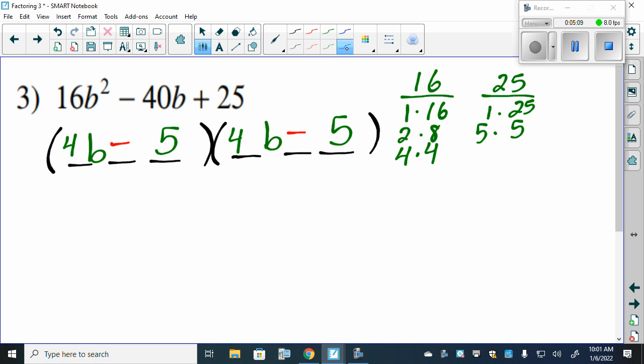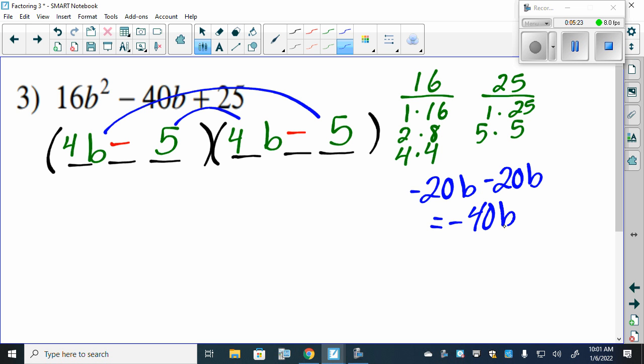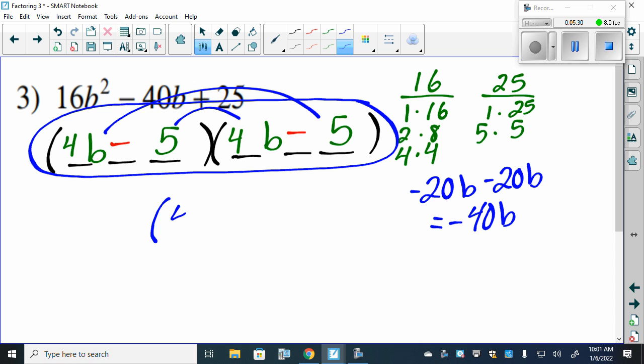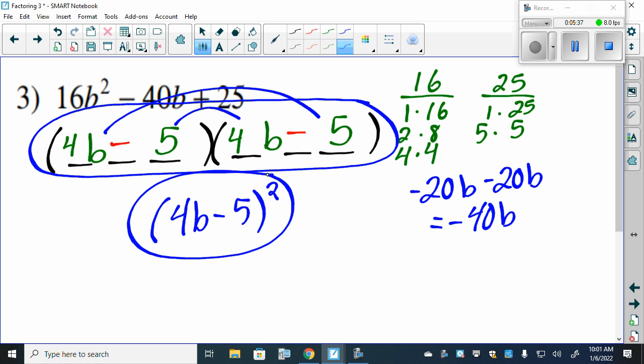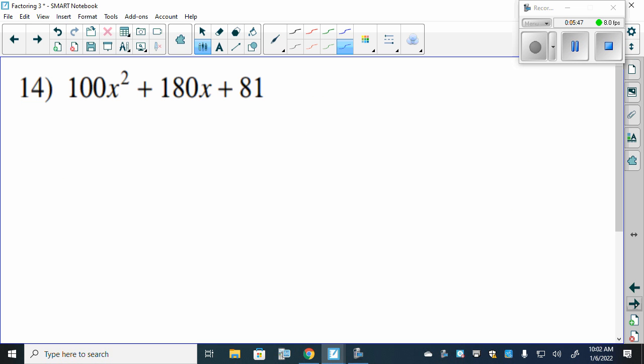And if we check this here, 4b times negative 5 is negative 20b. Negative 5 times 4b is negative 20b, which gives us negative 40b, exactly what we wanted. So these here are the correct factors, or we could say 4b minus 5 squared. Either one works just fine. Any questions on this here? And it would work out the exact same if the middle term was positive. It wouldn't make a big difference. We would do the exact same steps, except instead of having subtraction in the middle, we would have addition. So any questions on number 14?